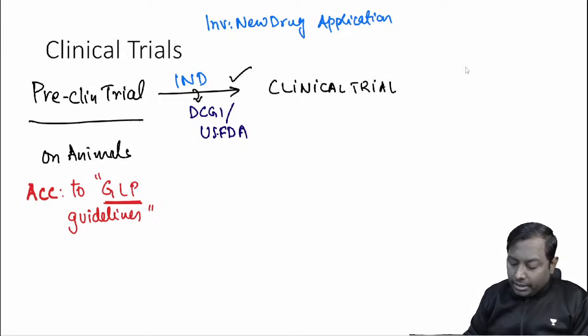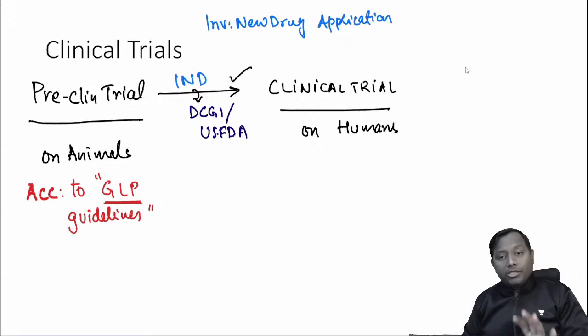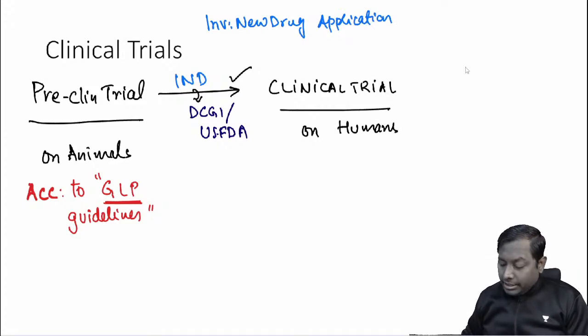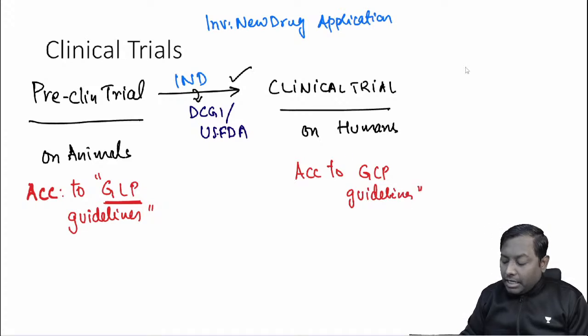Clinical trial is done on humans. Healthy human or patient depends on which phase of clinical trial, and this will be done according to GCP guideline. What is the meaning of GCP guideline, guys? Good clinical practices guideline. Do remember GCP is good clinical practices, GLP is good laboratory practices. Okay, GCP guidelines.